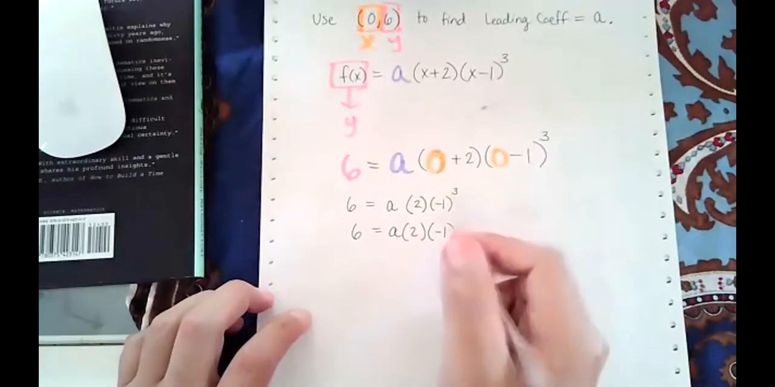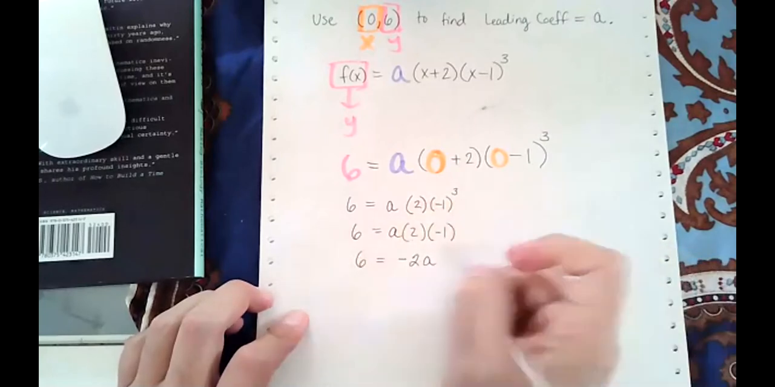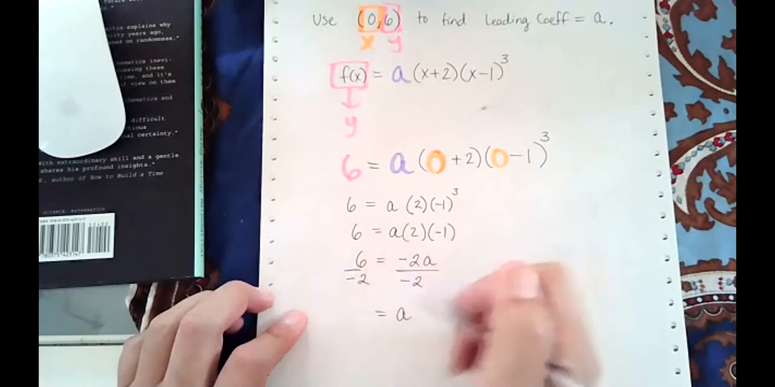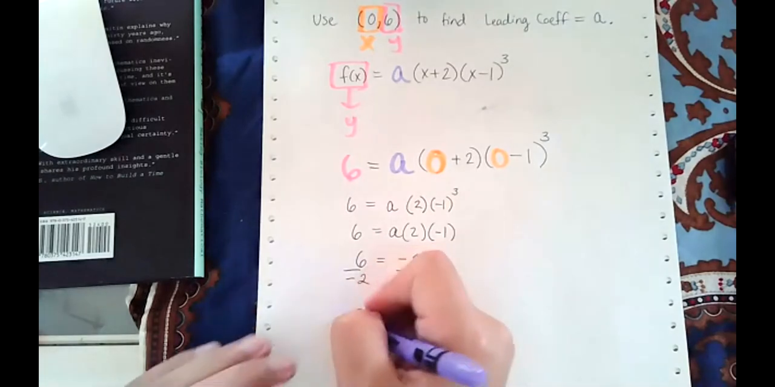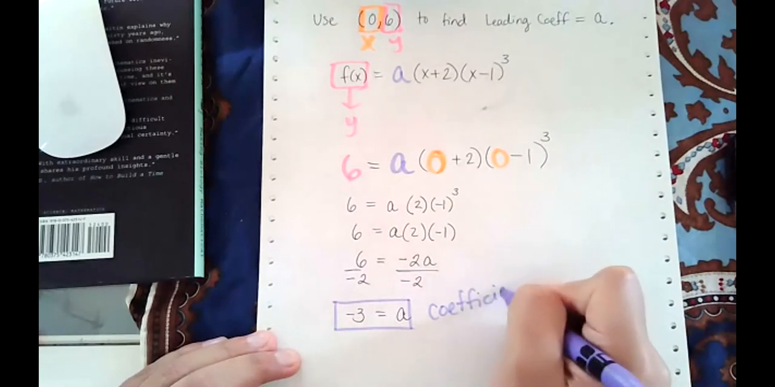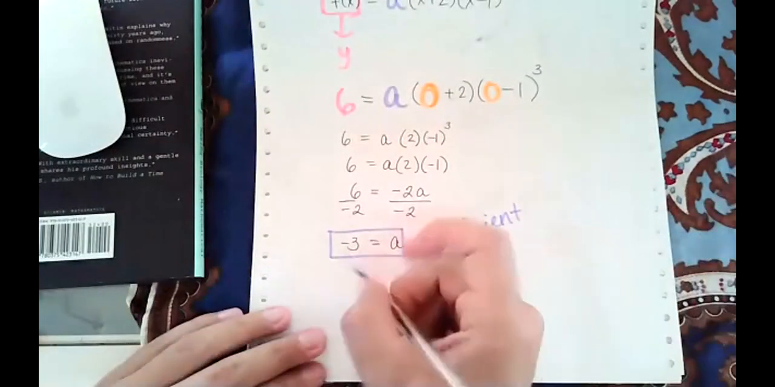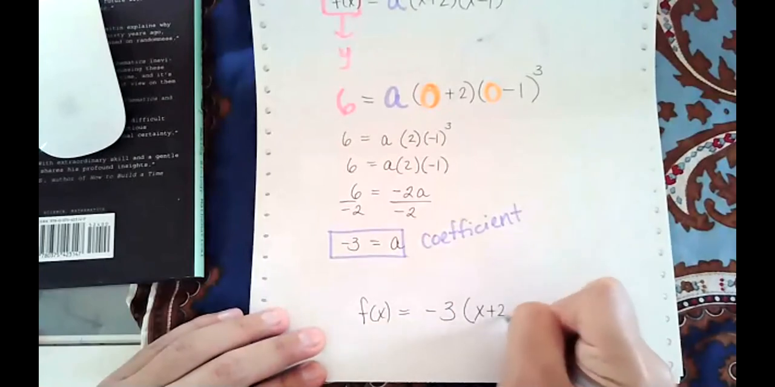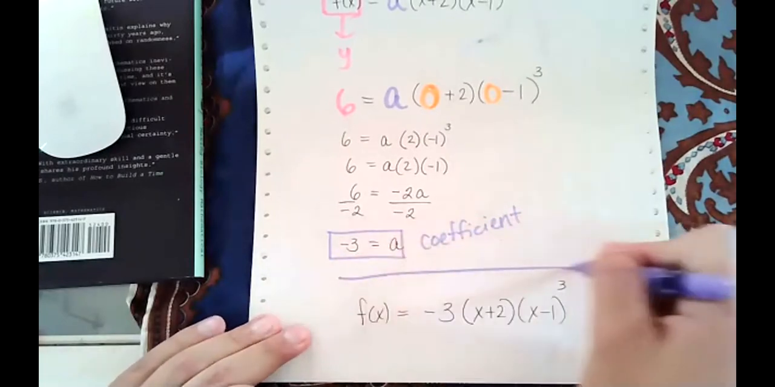And then I should be able to simplify this side to get negative 2A is equal to 6, dividing by negative 2 on both sides so I can isolate A. A is equal to negative 3. So that's our leading coefficient, which tells us that our function is negative 3 times x plus 2 times x minus 1 to the third power. That's the completed equation.